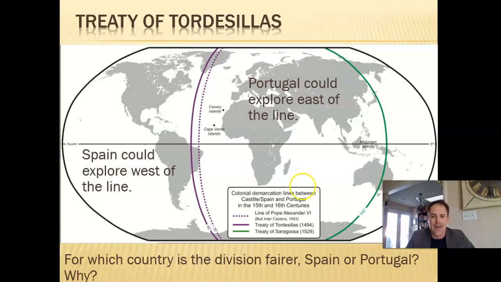Here is that line. The Pope's line was this dotted line. The provincial line is purple. All lands west, Spain could explore. All lands east, Portugal could explore. So, for which country is the division fairer?